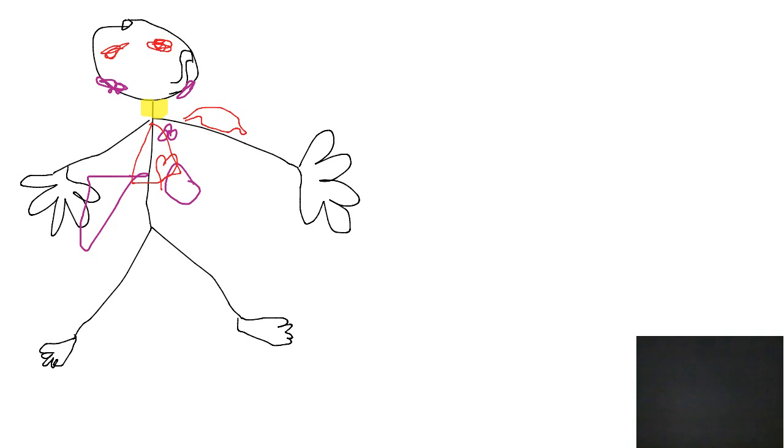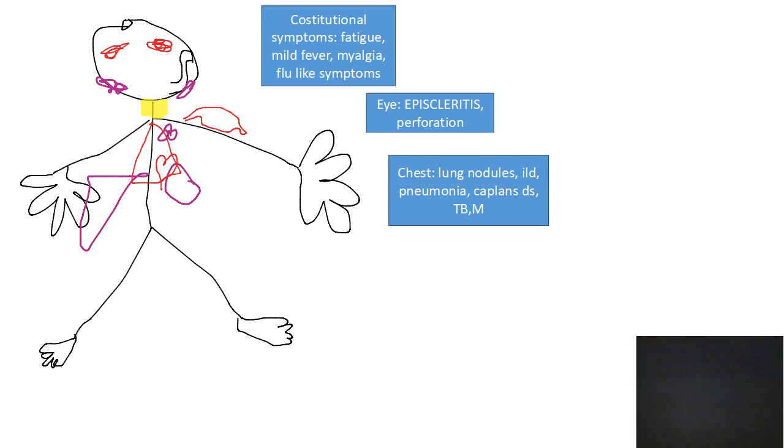It is a very common rheumatological disease. It usually starts with constitutional or cold, flu-like symptoms like fatigue, mild fever, and myalgia, then the musculoskeletal symptoms and extra-skeletal symptoms. The extra-skeletal symptoms include the red eye, episcleritis, which may develop to corneal perforation and blindness. There are recurrent chest infections and lung nodules known as Caplan's syndrome in coal workers, which may develop to pneumonia and interstitial lung disease. Interstitial lung disease is very common in rheumatoid arthritis patients due to infection and the drugs.